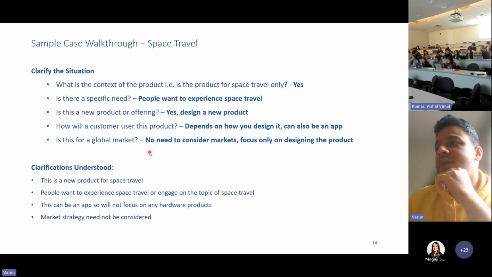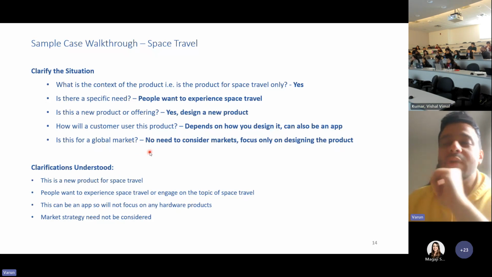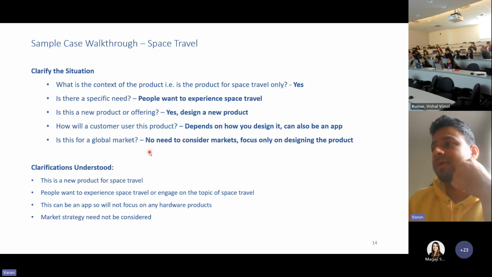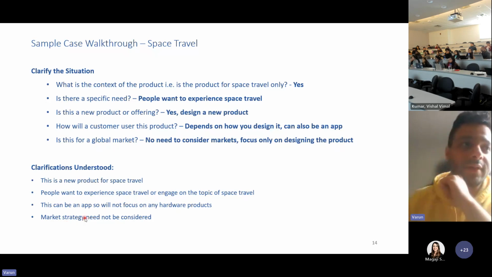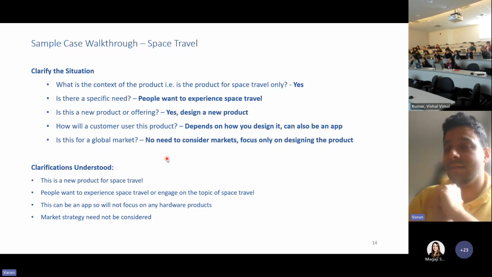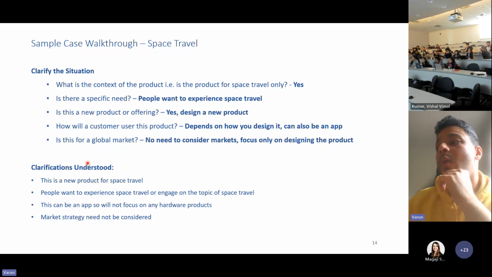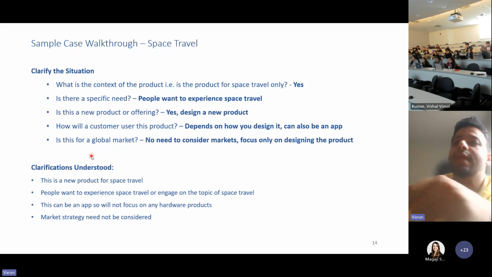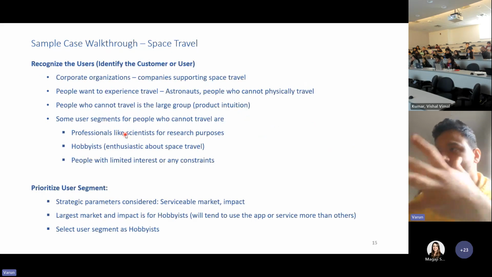And here's what I understood, right? New product for space travel. People want to engage with or understand or experience space travel. It is an app, will not focus on hardware products. I'm not going to consider any market strategies. That's a go-to-market thing. Doesn't really matter in an interview as long as you get it clarified. But this is how I set up my context, how I set up the stage for me to answer the next questions.